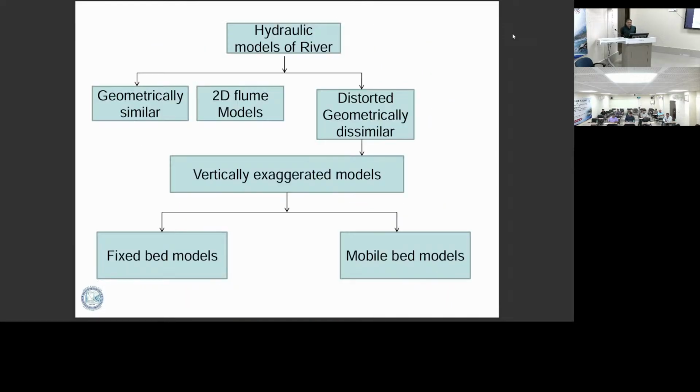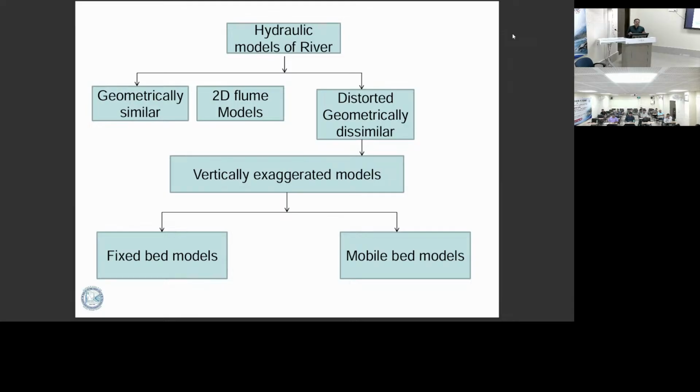So there are different types of hydraulic models. One is geometrically similar, where both the horizontal as well as vertical dimensions are reduced to a single scale. If our length is 6 feet and width is about 1 foot, we reduce it by dividing by 10, proportionately going down. That is called geometrically similar. Then the next one is distorted.